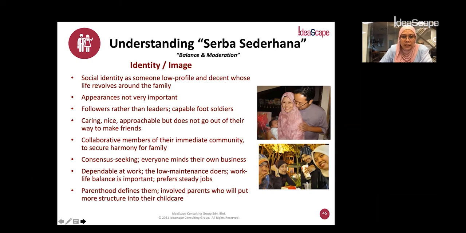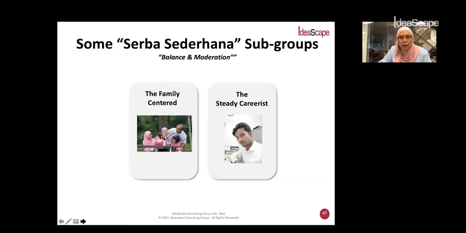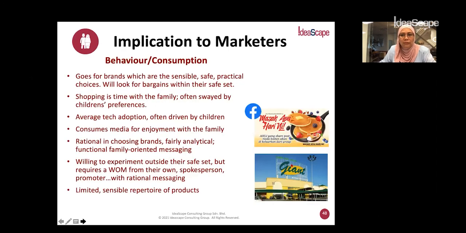They are followers rather than leaders. Very nice, caring people. I love them. Very collaborative. They will not say no to you if you ask for help. In their group, very consensus seeking, and everyone just minds their own business, very dependable at work. And parenthood defines them. They tend to be very involved parents who put more structure into their childcare. The subgroups for these are family-centered and steady careerist. Steady careerist. I had one person like this when I was in Nestle. I offered him a promotion and he said, no, thank you. I don't want promotion because I want to go home at 4:30 every day. Oh, okay. I mean, what can I say? So people like this exist.